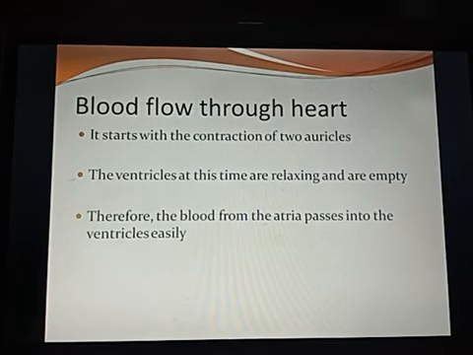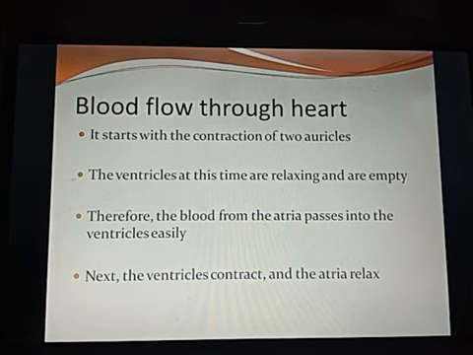Therefore, the blood from the atria passes into the ventricles easily, since the ventricles are empty and the auricles are contracting. When they contract, they push the blood from the auricular chamber into the ventricular chamber. Next, the ventricles will contract and the atria will relax. Now in the next cycle, what will happen? Now the ventricles will contract. So what will happen? Do you think when ventricles contract, the blood will move back into the atrium?